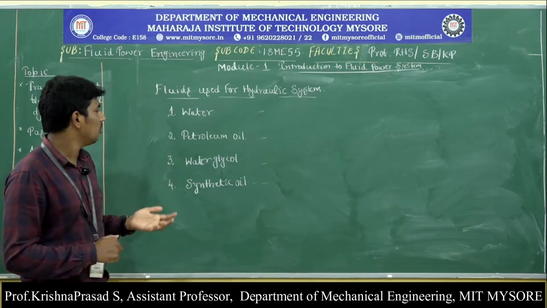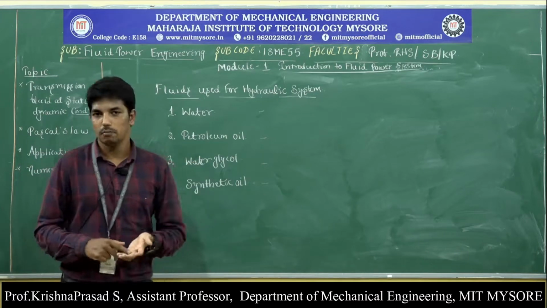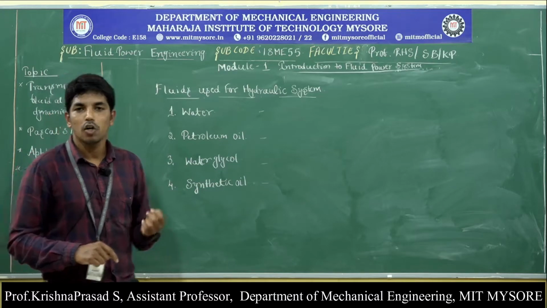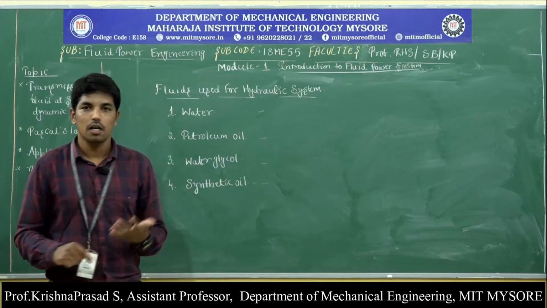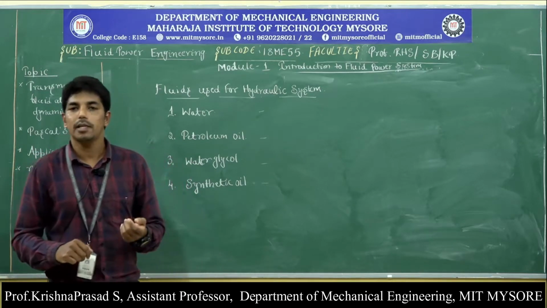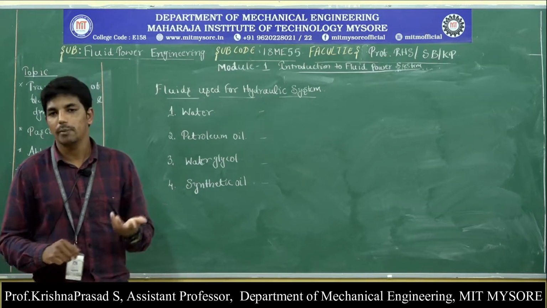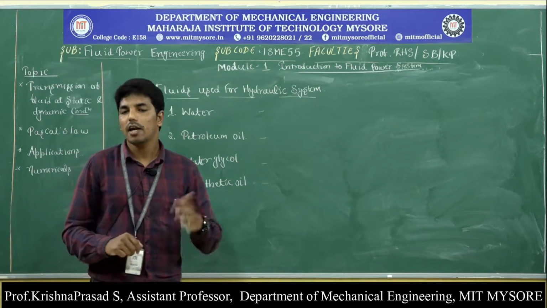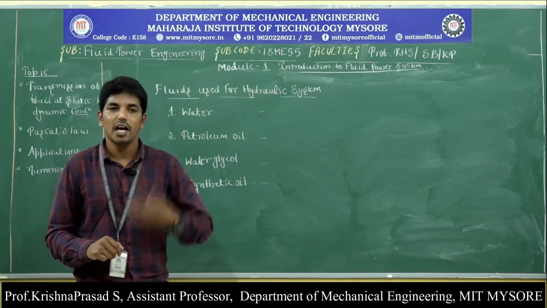The next one, because of the disadvantages of water, we go with petroleum oil. Petroleum oil is more advantageous than water because it provides good lubrication properties and can also prevent rust. But petroleum oil also has disadvantages. Flammability is one of them, because at higher temperature the fluid may burn, and it has a certain ignition temperature. Beyond that temperature, petroleum oil cannot be used for the complete hydraulic system.